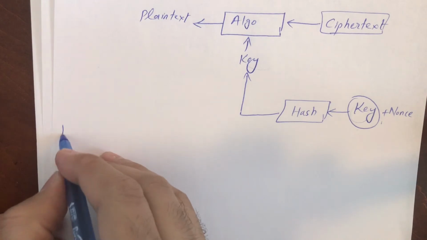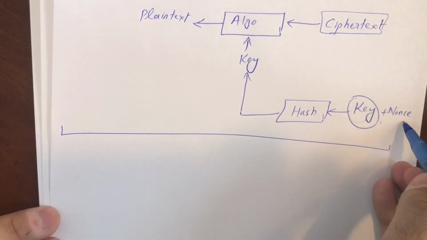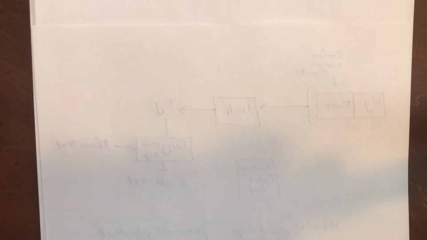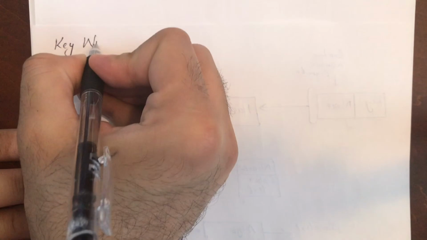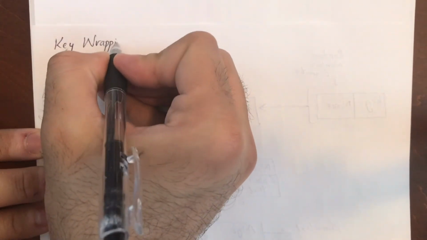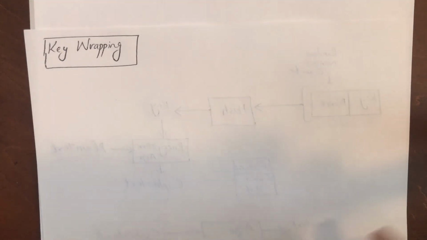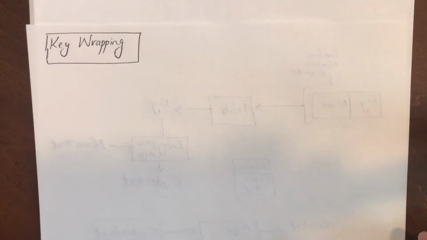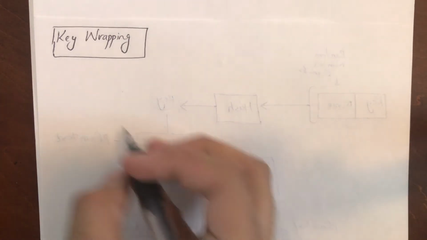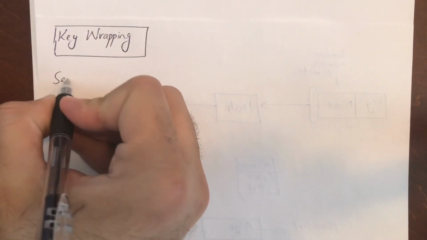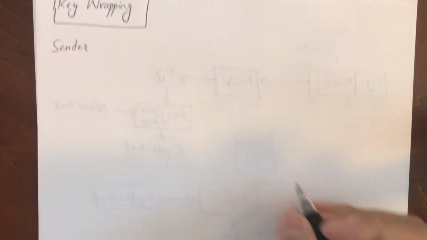So in order to protect this random nonce from sniffing, we use a concept called key wrapping. Key wrapping is basically that we wrap the random number and send it to the receiver. Let me explain in simple words. For example, let's say this is my sender, and this is my receiver.